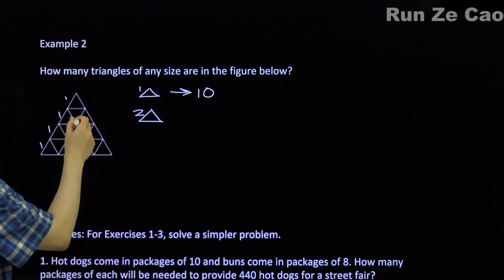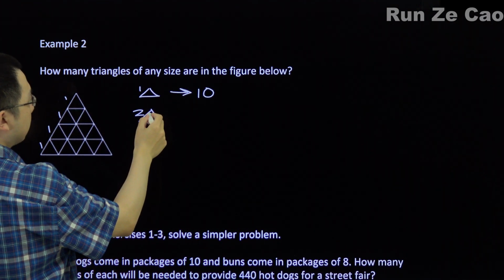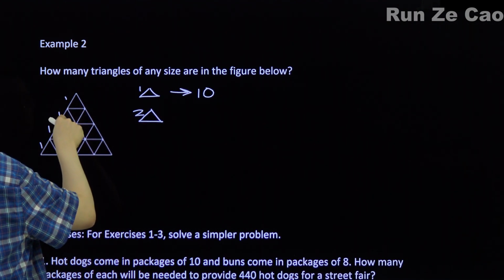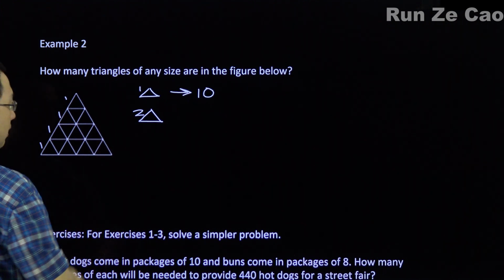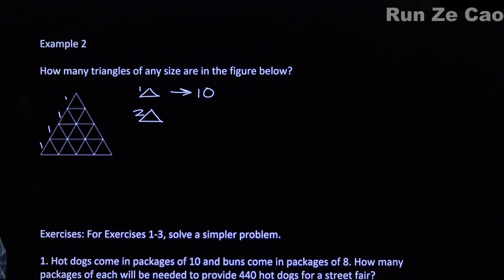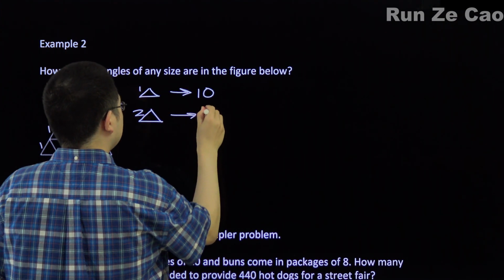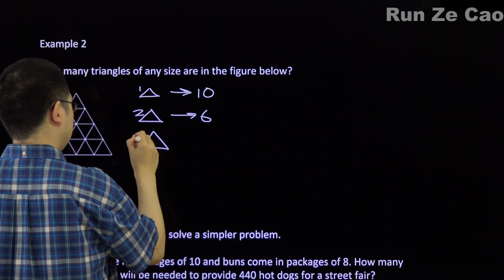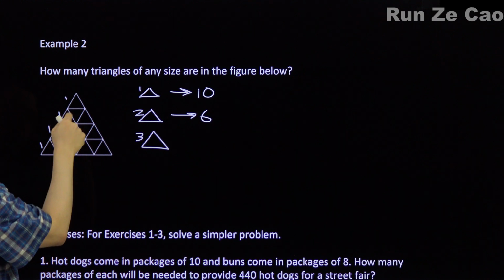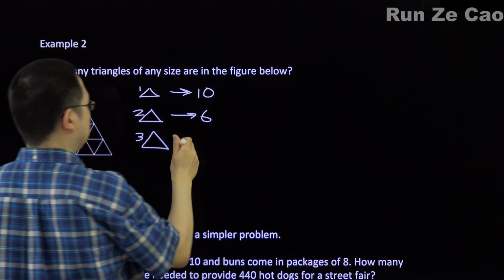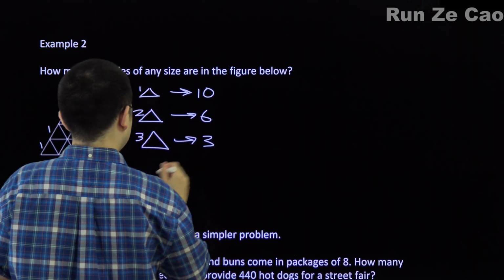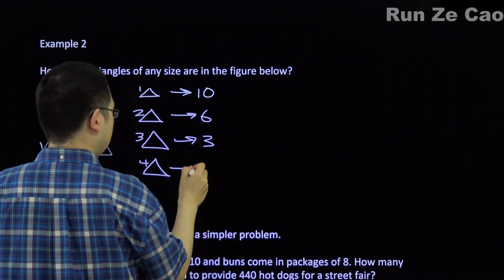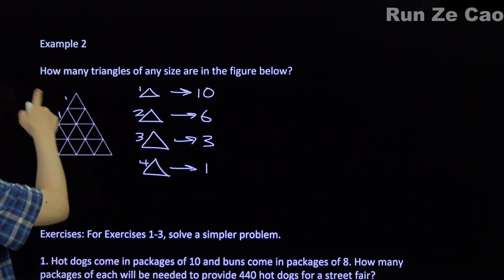Now, how many do we have with side lengths of 2? Like, say each one of these is 1, so 2 would be this chunk, or this chunk, or this chunk. Well, you can think of it as, what about the tip? Where does the tip rest? What's the top triangle? That's going to be this one, this one, this one, this one, this one, or this one. It can't be any of these ones on the bottom. So that gives us 6. 3. So side length of 3. There's 3 options. And side length of 4. There's only 1. The whole thing.